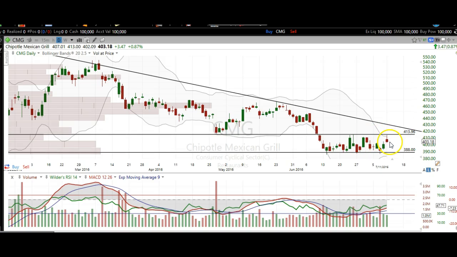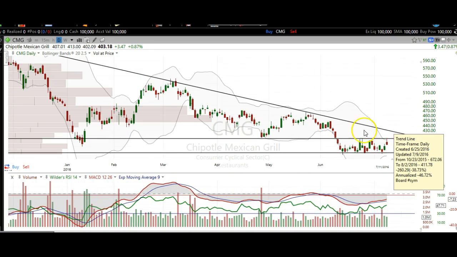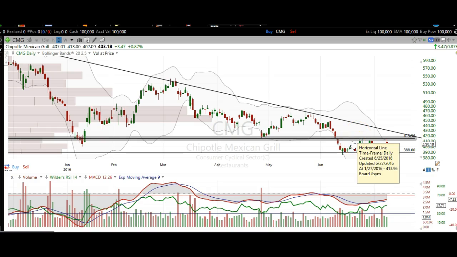So if we break outside of the box, either above 414 or below about 388 or so, we should see a big move. So it's recommended to wait for the actual break on either side of the box, because it could go either way. Most likely the break is going to be to the downside.